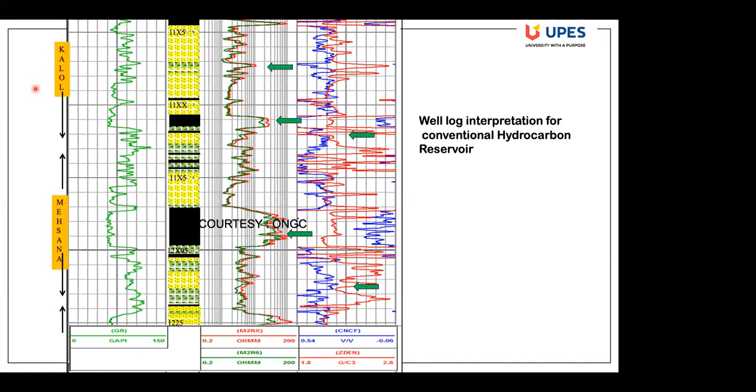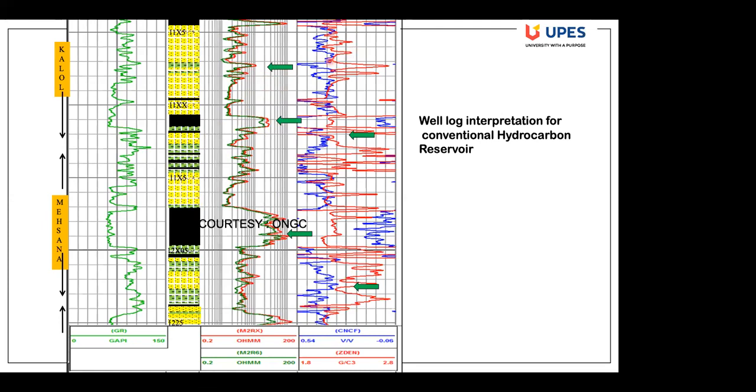Again, for the Kalol formation and the Mehsana formation, in the first track you can see the gamma ray log. All the lithologies are displayed here. The yellow color is showing sandstone, green color is showing shale, and black color is showing hydrocarbon bearing zones. You can find the high resistivity zones here, marked with green color.